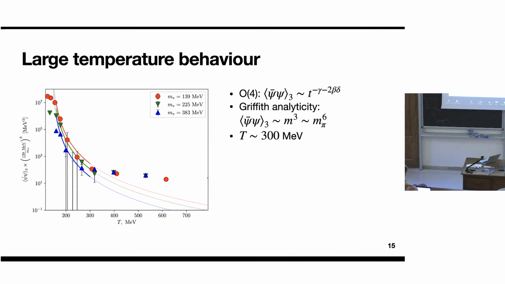Below 300 MeV, the behavior is completely different. And again, if we take the predictions of the O4 universality class, then it says that psi bar psi 3 should be proportional to T to the appropriate exponent. And it turns out that it works pretty well for the pi masses that we study. So it means that below 300 MeV, the O4 predictions work, and above 300 MeV, a simple analytical prediction describes the data.